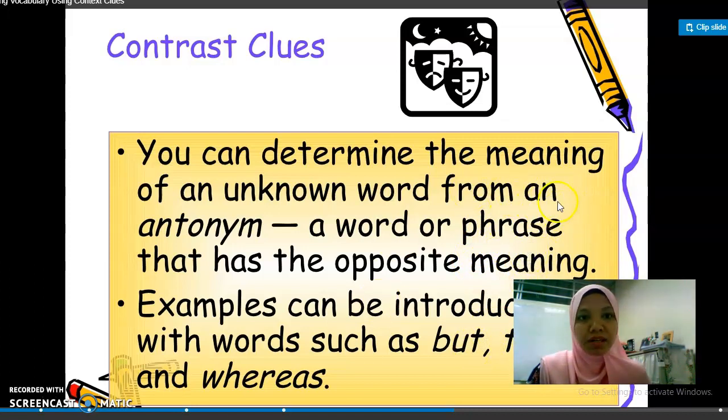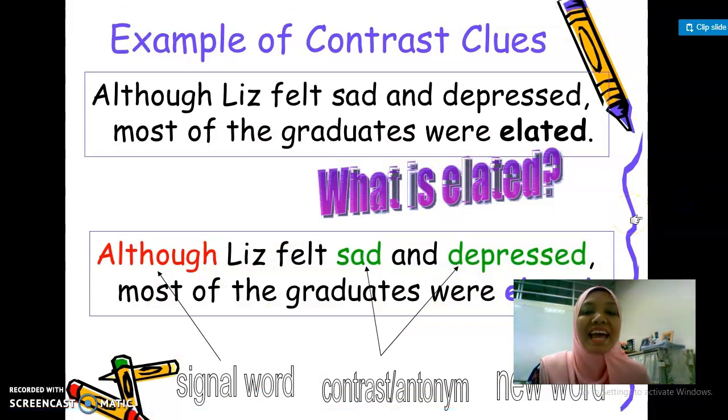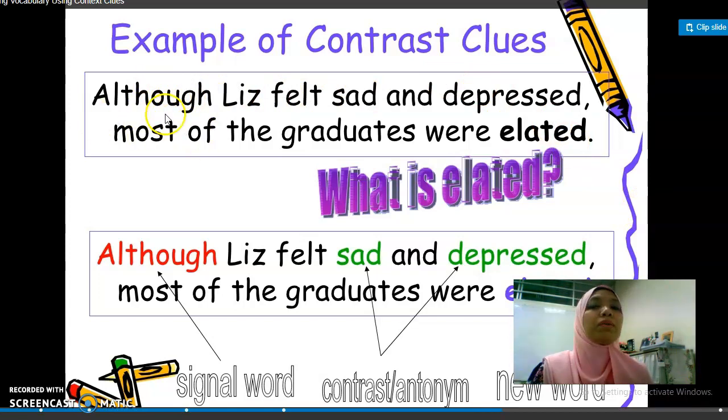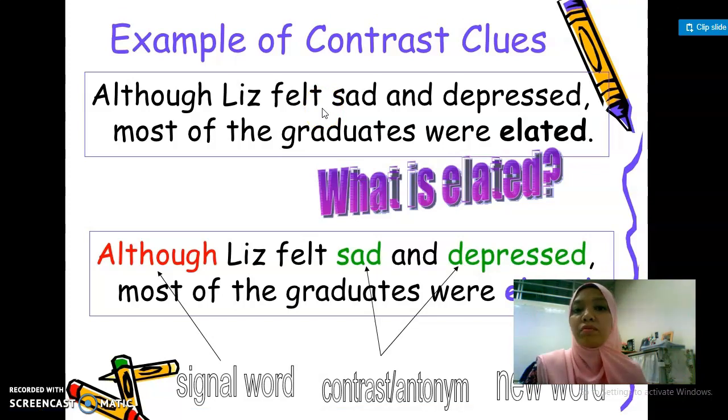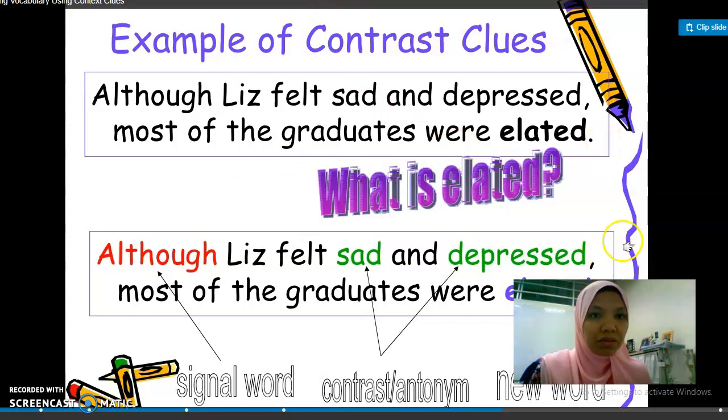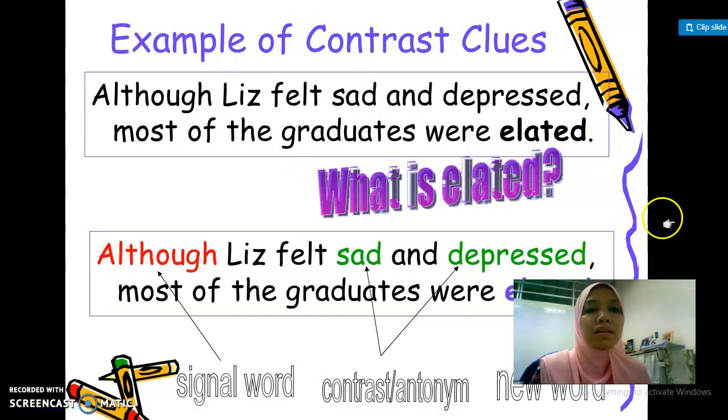An example given here is: although Liz felt sad and depressed, most of the graduates were elated. The signal word given here is although. It's very important for you to understand the meaning of this signal word, although. That means it shows contrast. Liz felt sad and depressed, so the opposite party, most of the graduates, were elated. So elated means something opposite to sad and depressed. It must be something positive, because sad and depressed are negative.